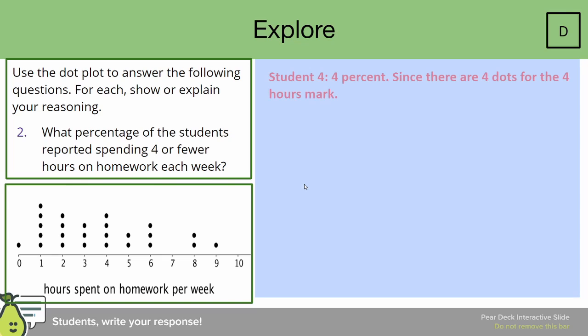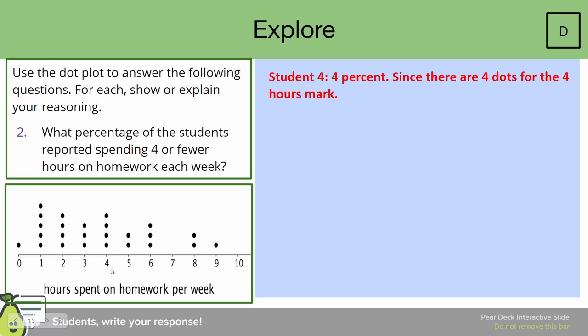So I'm going to share with you what student 4 did. Please pause the video and let me know, is this student correct? All right, welcome back. If you said student 4 is wrong, then you are correct. Student 4 said 4%, since there are 4 dots for the 4 hours mark. Now this student is wrong because they made the same mistake that student 1 did.